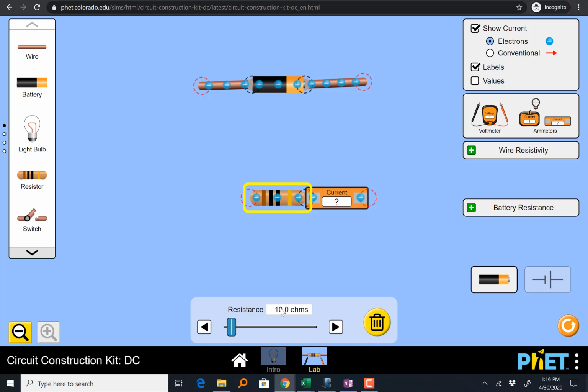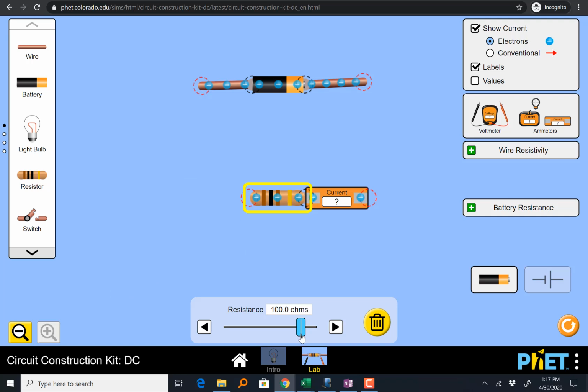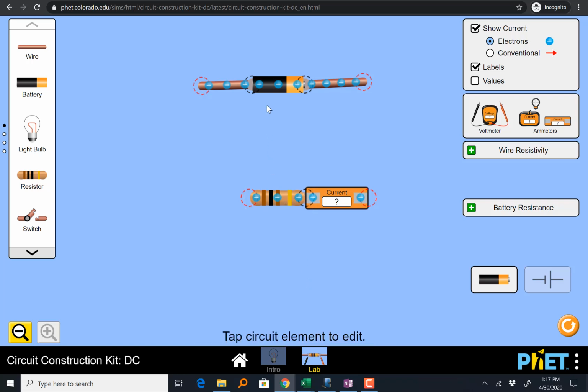My resistance, I want to be 100 ohms. And you can see the bands on the resistor changing depending on what resistance I have. So we get to 100, brown, black, brown, 1, 0 times 10 to the 2 for the resistance of my resistor. And that's just going to be a fixed value. That's going to stay exactly as it is.